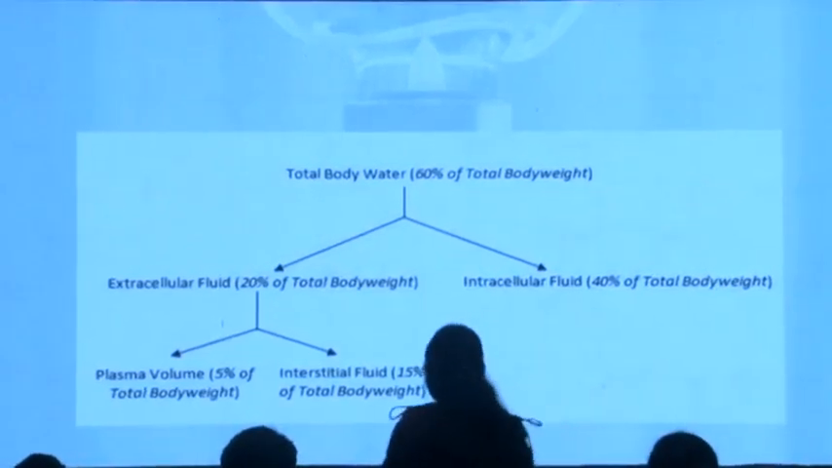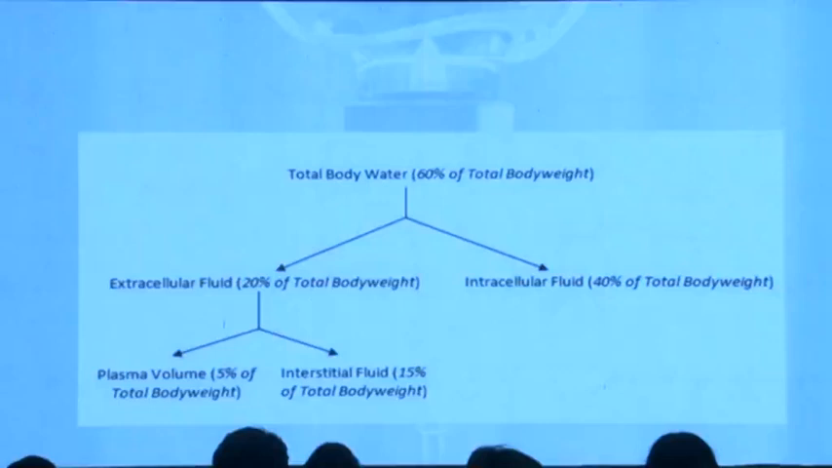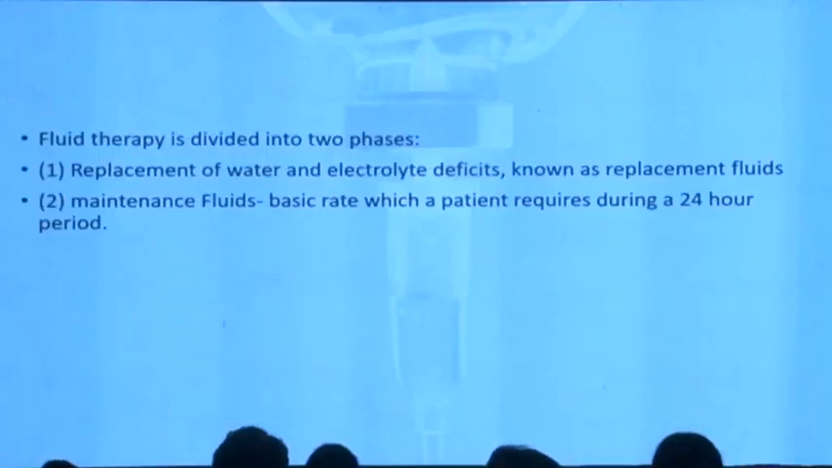So as we know, our total body water accounts for 60% of the body weight. Out of that, 40% is intracellular, 20% is extracellular. Plasma accounts only for 5% of the body weight, rest is interstitial. So we are trying to manipulate only the plasma volume, which is only 5% of the body weight, and the rest are managed accordingly.